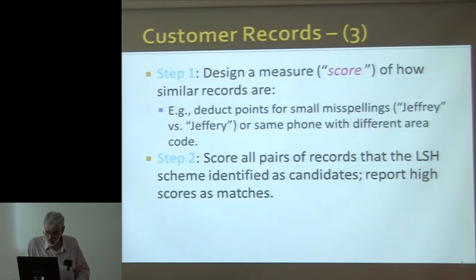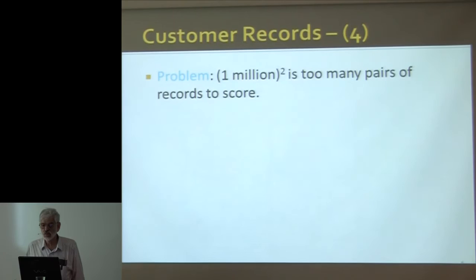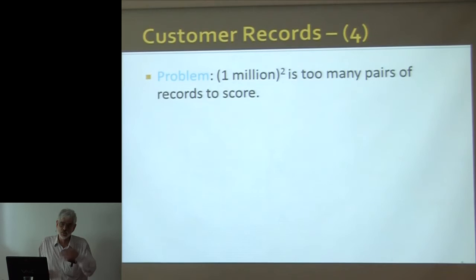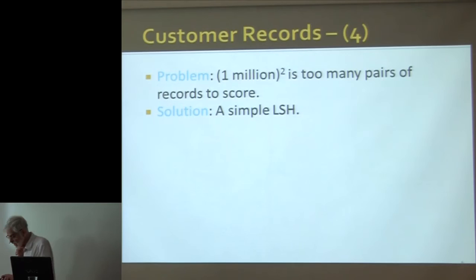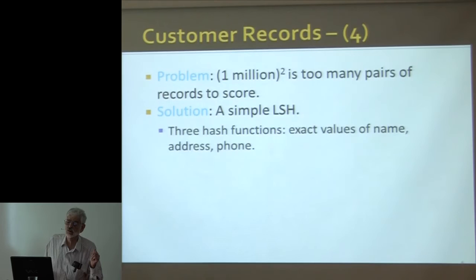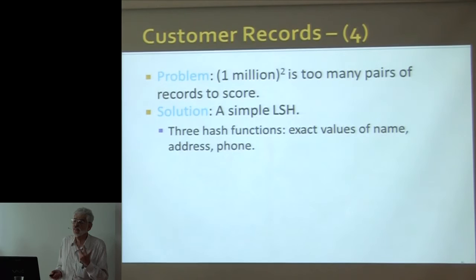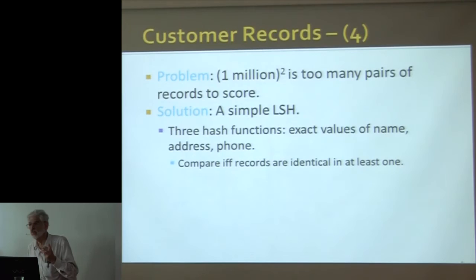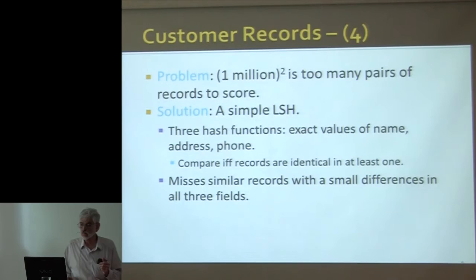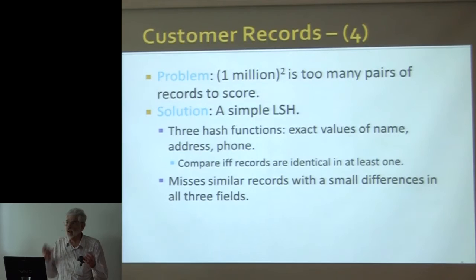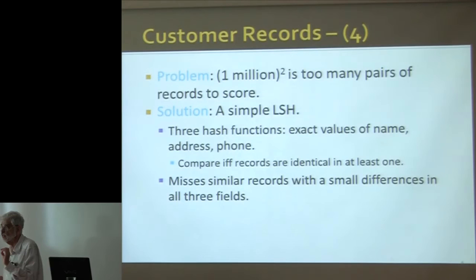As I said, 1 million squared is large, so we didn't really want to look at each pair, score them, and then report all the high scores. So what I did was I devised a locality-sensitive hashing technique much simpler than what I just talked about. I used exactly three hash functions, and the hash functions were the exact value of the name, the exact value of the address, and the exact value of the phone number. Then we were going to compare records if they agreed in at least one of those three. And by the way, if you have two records that represented the same person, but there were little tiny errors in each of the three fields, we would never look at them.